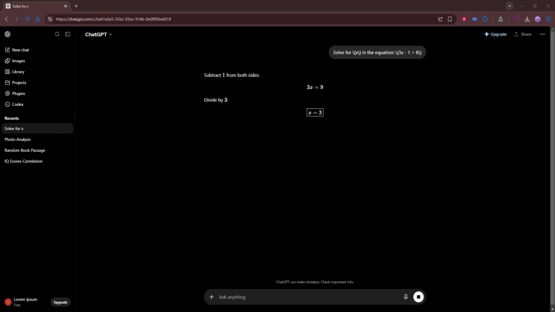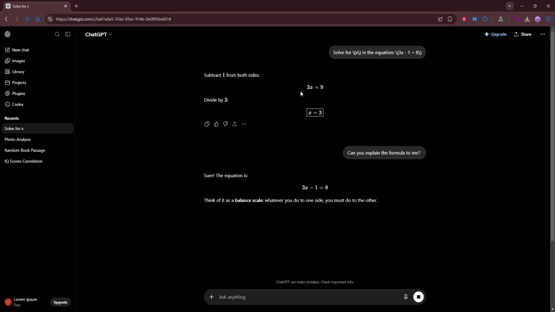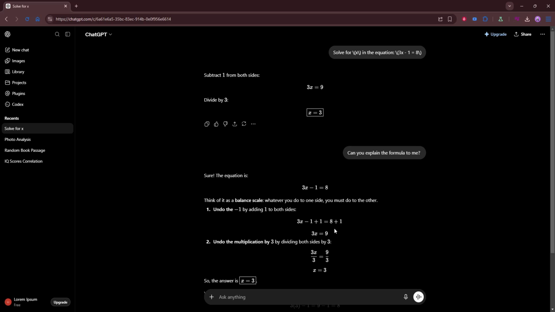Next, tell ChatGPT to explain the formula or method used. This helps you understand why the solution works, not just what the answer is. For example, if the problem uses algebra, fractions, geometry, or a specific equation, having the method explained can help you recognize similar patterns in future problems. It also gives you the bigger picture behind the calculation.